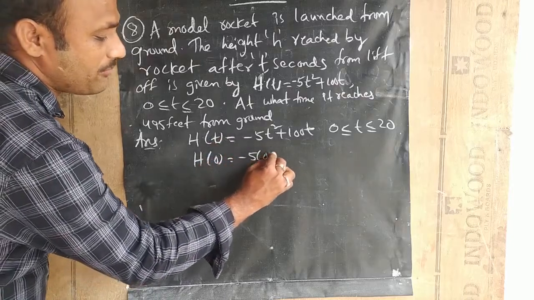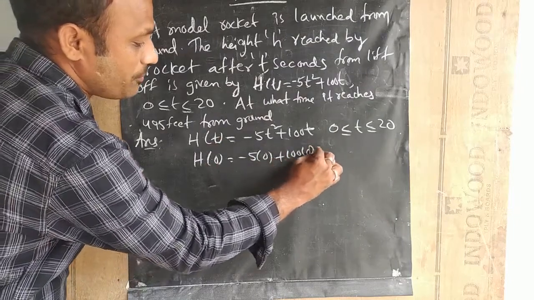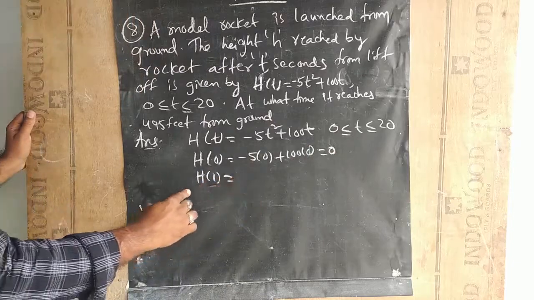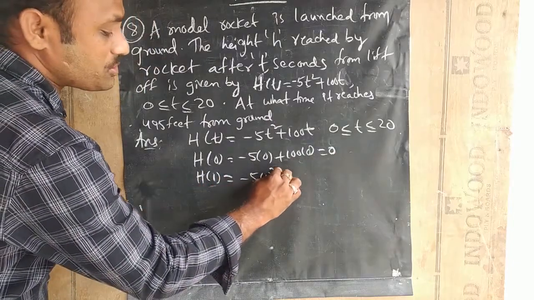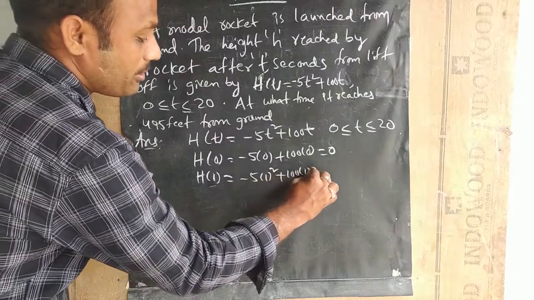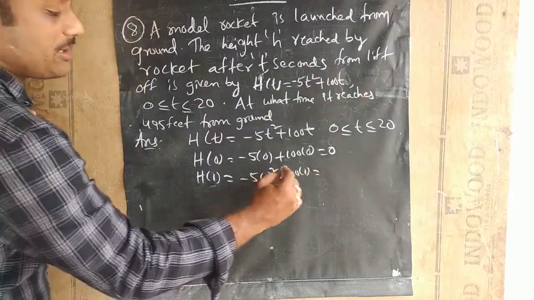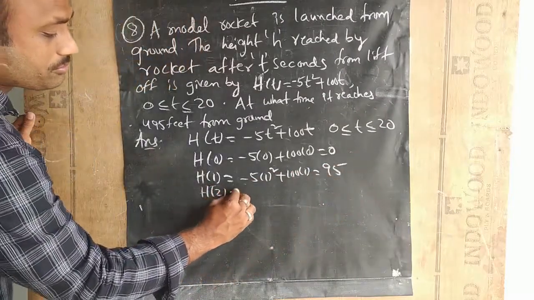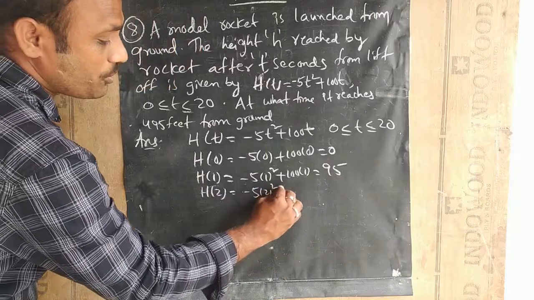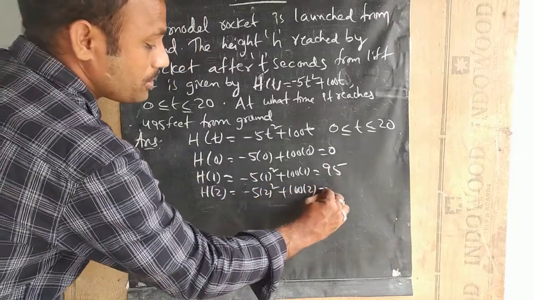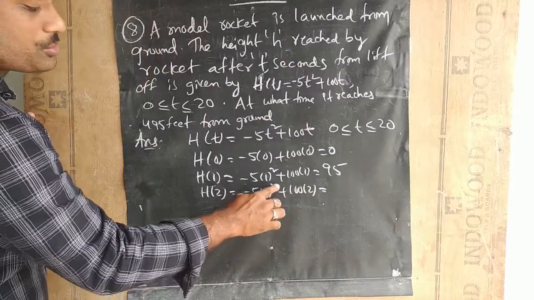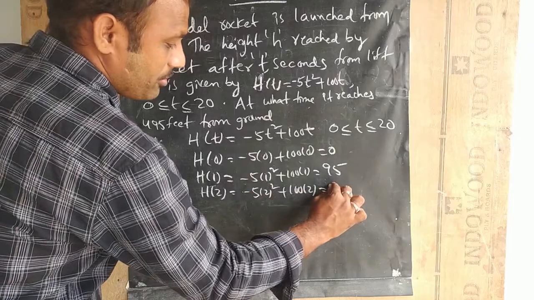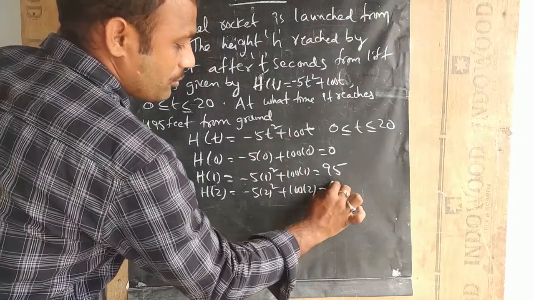Now, if t is equal to 0, that is h of 0. So minus 5 into 0 plus 100 into 0, which is 0. Next, h of 1. h of 1 means minus 5 into 1 square plus 100 into 1. So minus 5 plus 100, it will be 95. So h of 2, minus 5 into 2 square plus 100 into 2. So 100 into 2 is 200. 2 square 4, 4 times 5 is 20. 200 minus 20 will be 180.